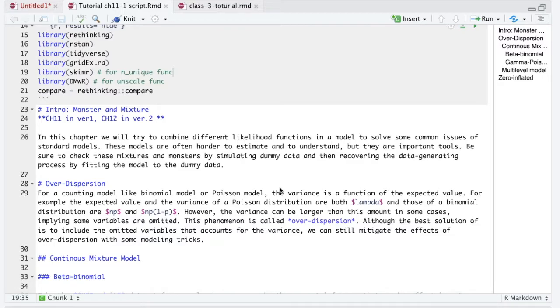The good news is that Stan provides us a quick way to simulate fake data and then recover the data generating process by fitting the model, to help us learn these kinds of complicated models easily.